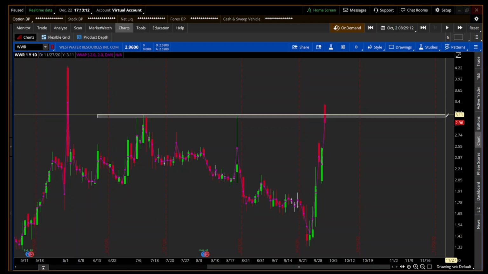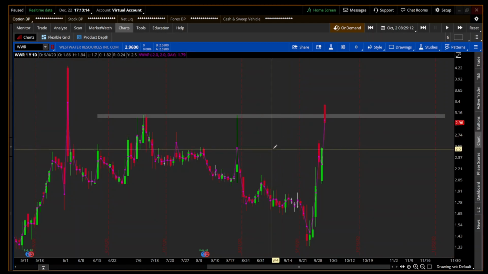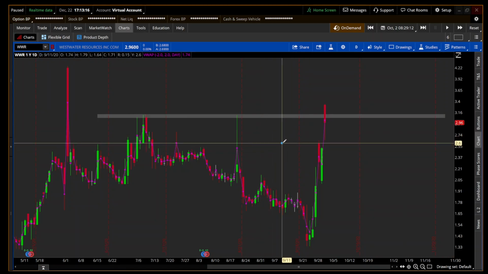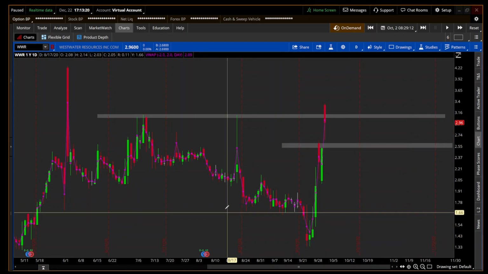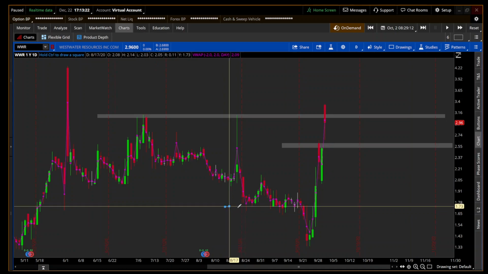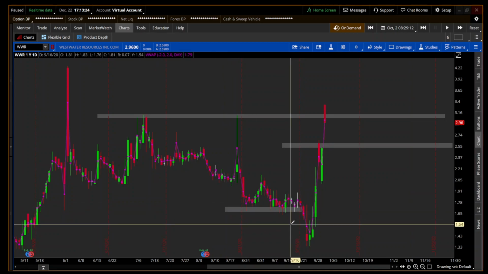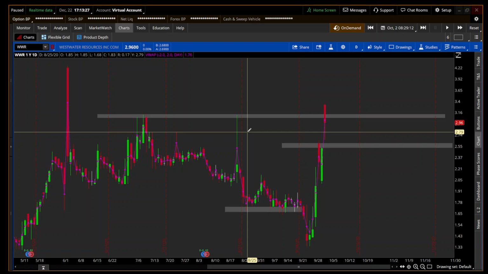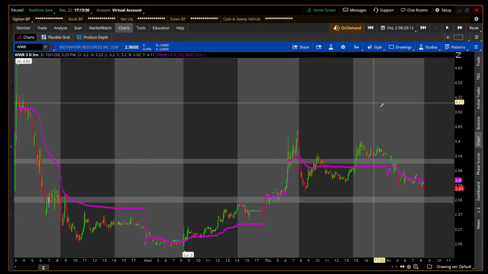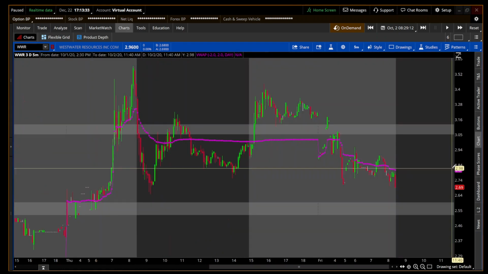And this would be a supply zone. This right here would be another supply zone. This was a demand zone, and then it got broken out. So that's basically what I was studying, and we'll come back to the chart. And that's basically what you're looking at from here.